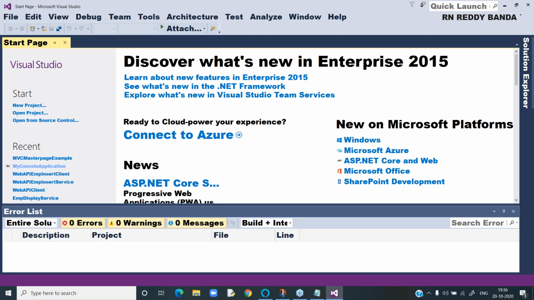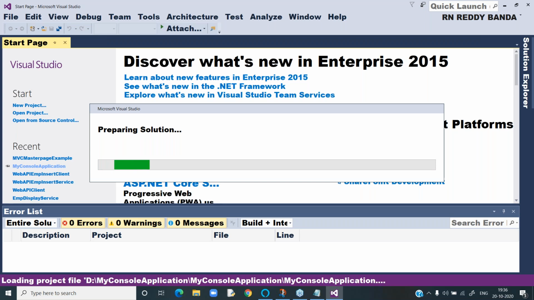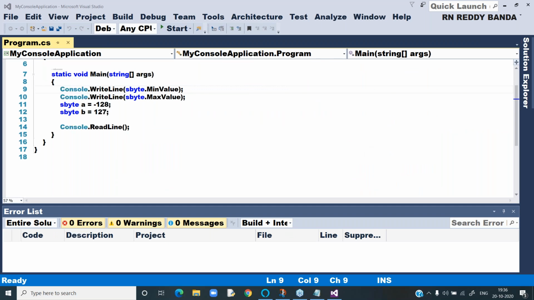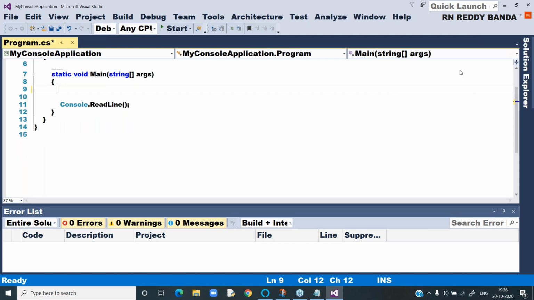Let's open my console application, the application from yesterday. How many of you have installed .NET software on your machines?